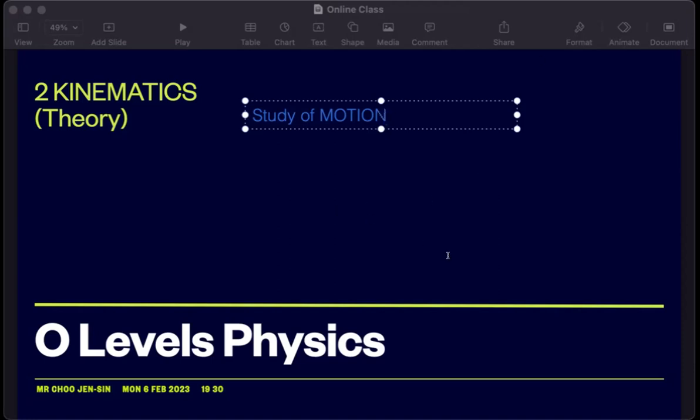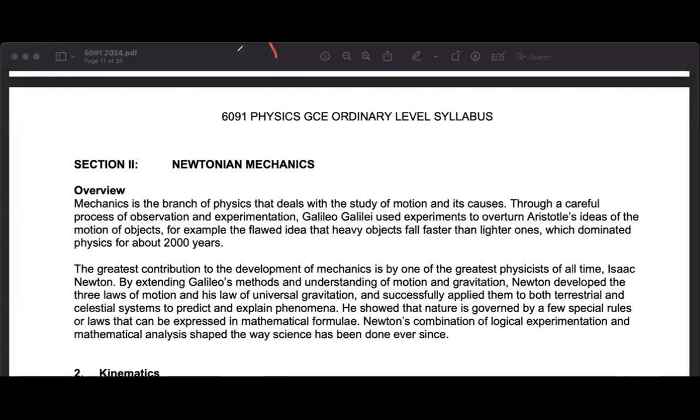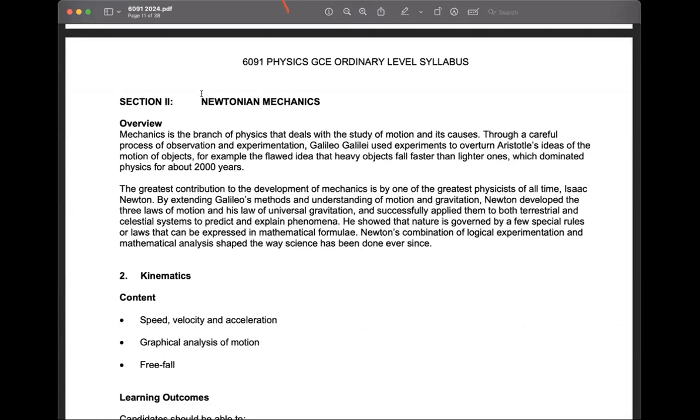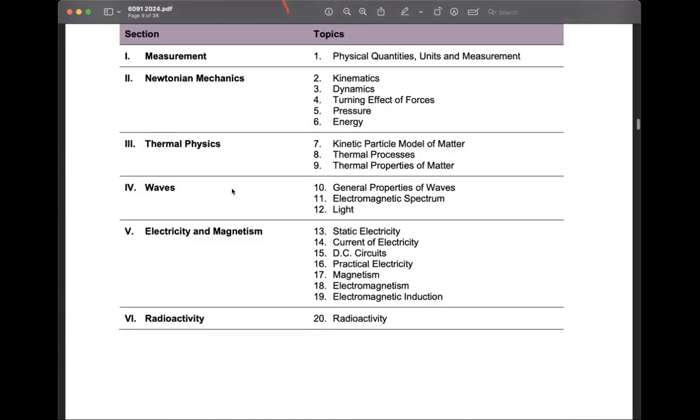Okay, so before we talk about kinematics, let me share with you the syllabus. Kinematics is part of this branch called Newtonian mechanics. Everything that we're going to learn, like kinematics, dynamics, and so on, is all under this branch of Newtonian mechanics. Basically these are the whole few topics. Let me share with you the topics.